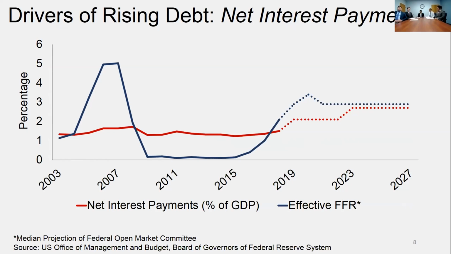Although, as is evident, the effective federal funds rate, the blue line, is moving towards relatively more normal levels. Based on our understanding of the term structure of interest rates, we suspect that this will result in more costly financing of debt and ultimately be another important factor of increasing net interest payments.